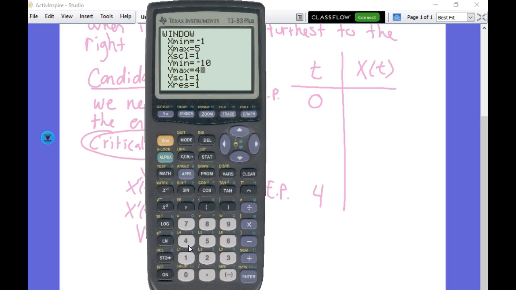Well, actually, it was like 3-ish, so I'm going to go up to 4. I'll just do the opposite for the negative. So I'll say -4. All right. So now let's take a look at our graph. Get a little bit better of a picture.